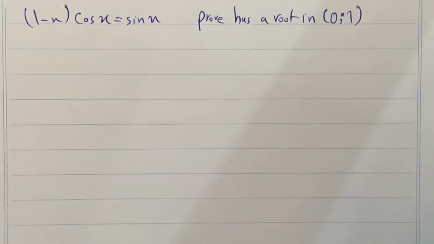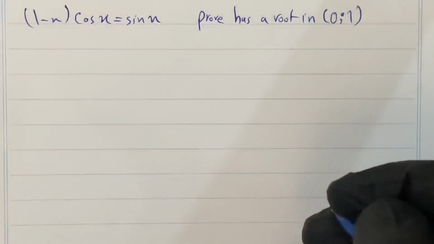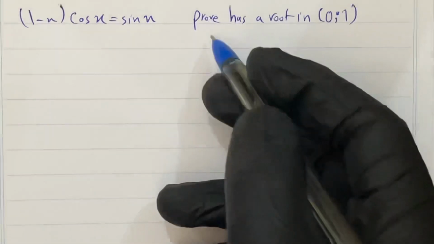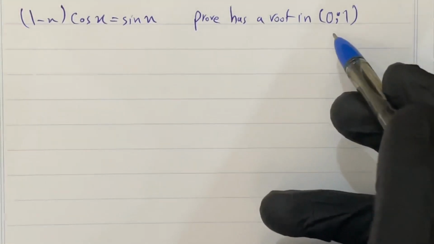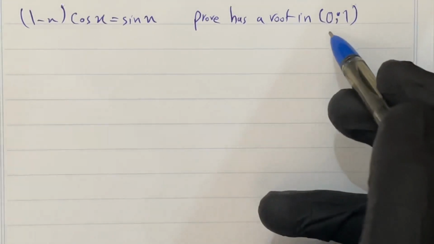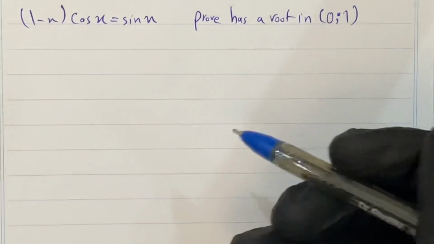Hello guys, welcome back. I'm here with another nice trig equation, and it's pretty easy. It just has the idea that we have to prove that it has a root in this interval between 0 and 1. So let's start.